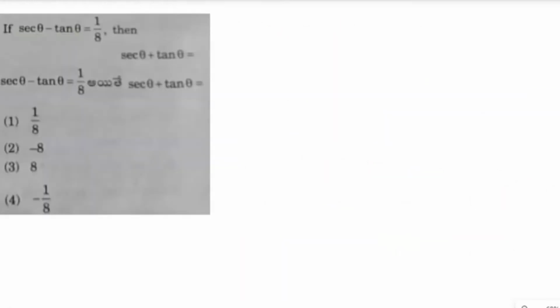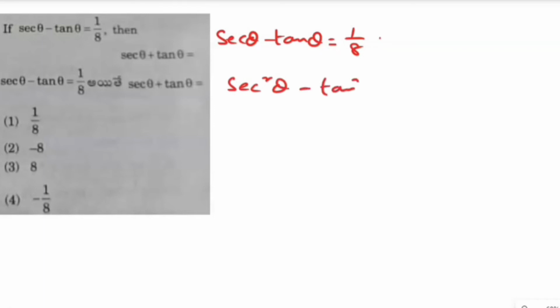Coming to question number 96. If secant theta minus tan theta equal to 1/8, then secant theta plus tan theta is equal to dash. So given secant theta minus tan theta equal to 1/8. We have a trigonometric identity with secant theta and tan theta, that is secant square theta minus tan square theta is equal to 1.